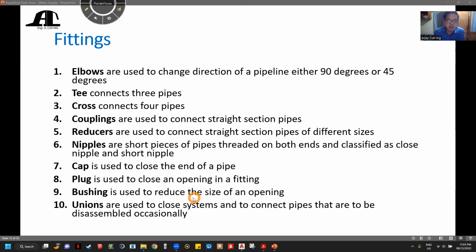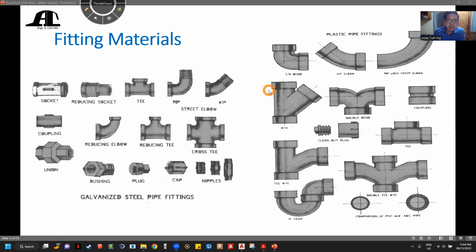Plug is used to close the opening. Bushing, again in a way it is same with reducers, pero bushing is more on reduction of size of an opening. Okay? Tapos unions, used to connect pipes that are to be disassembled occasionally. So, itong mga fittings na to, more or less, these are their drawings.